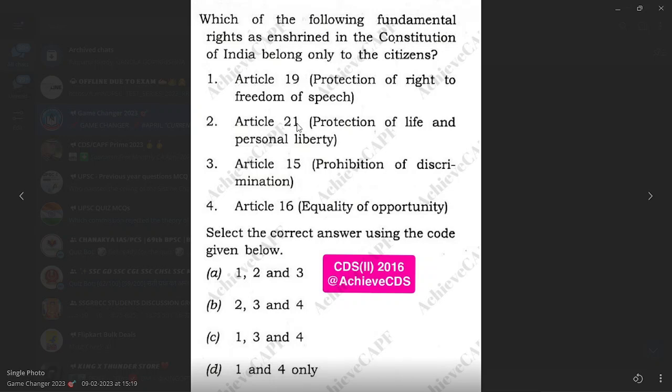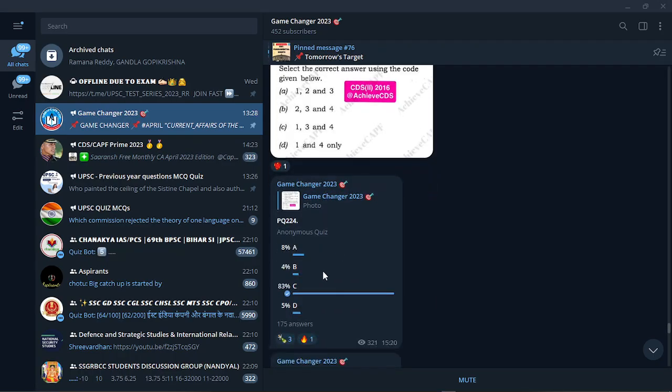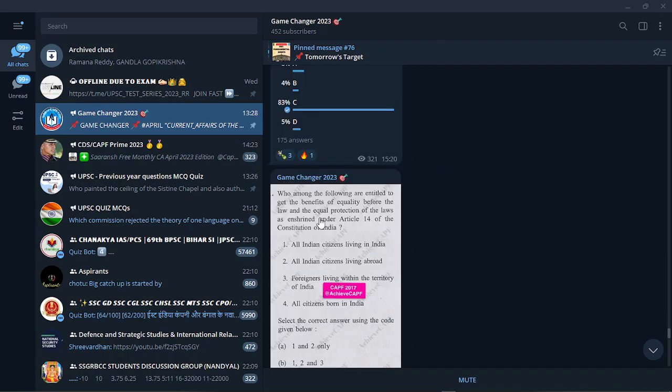15, 19, 21. Only citizens: 19, 16. 1, 3, 4. Option C, 1, 3, 4.